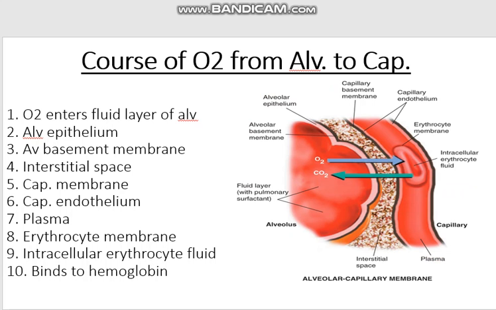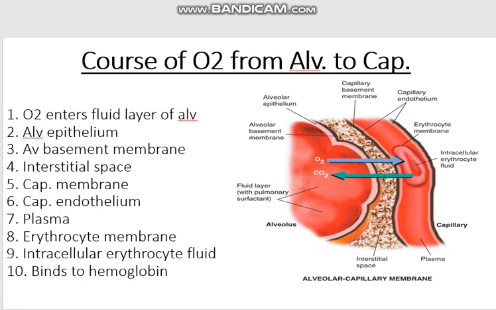Course of O2 from alveoli to the capillary. Step 1. O2 enters fluid layer of alveoli. Step 2. It passes through the alveolar epithelium. Step 3. It passes through the alveolar basement membrane. Step 4. It passes through the interstitial space. Step 5. It passes through the capillary membrane. Step 6. It passes through the capillary endothelium.